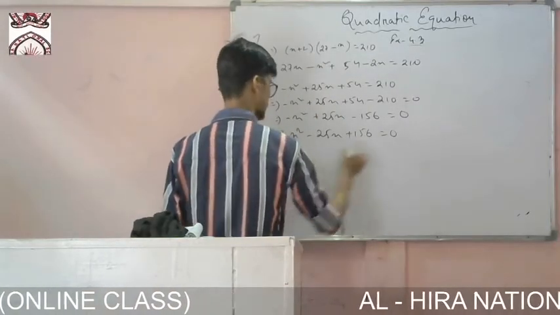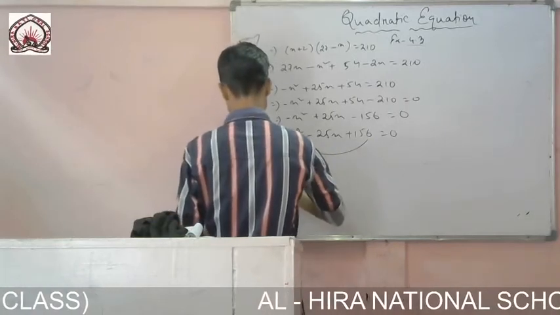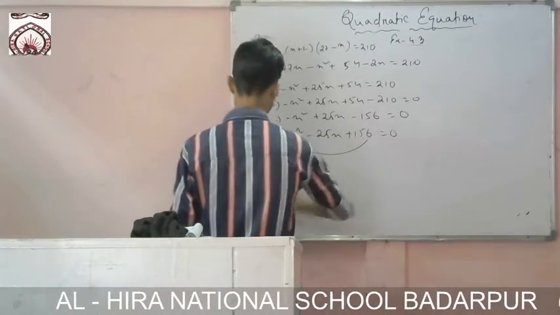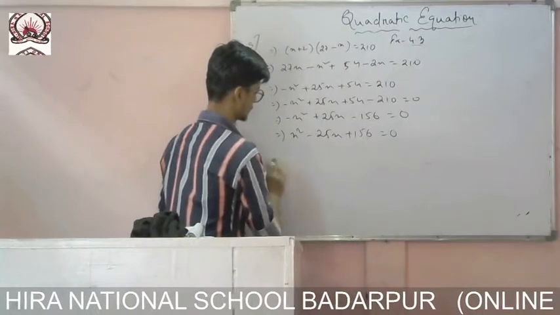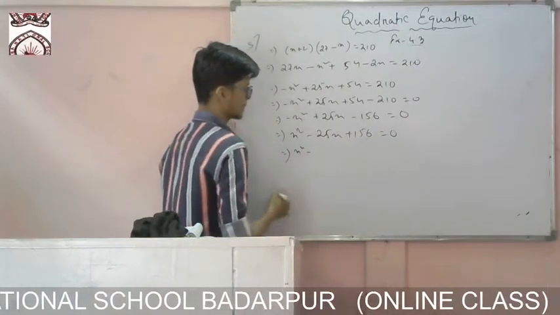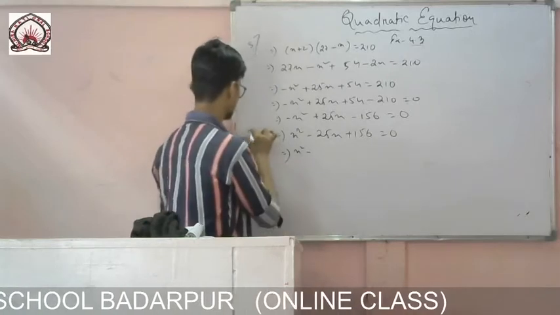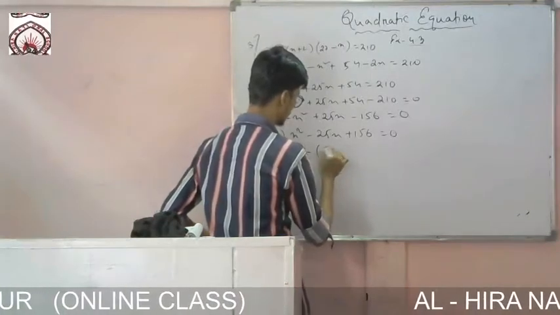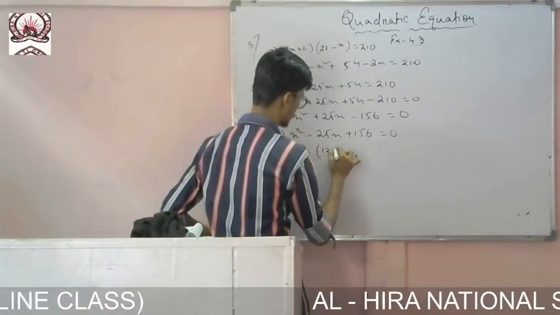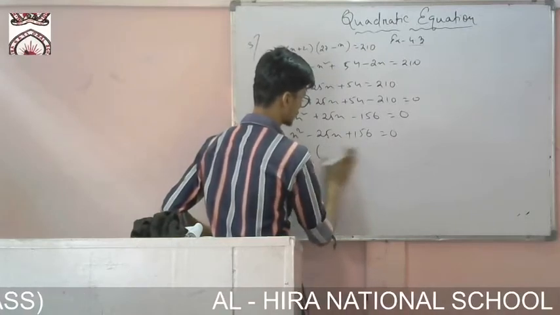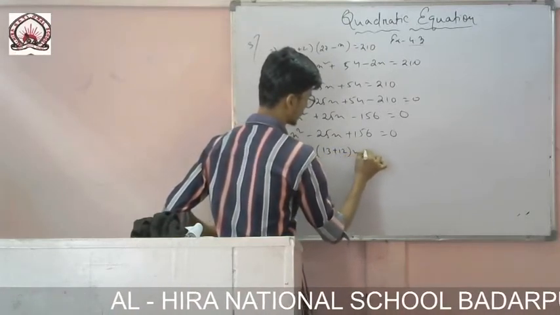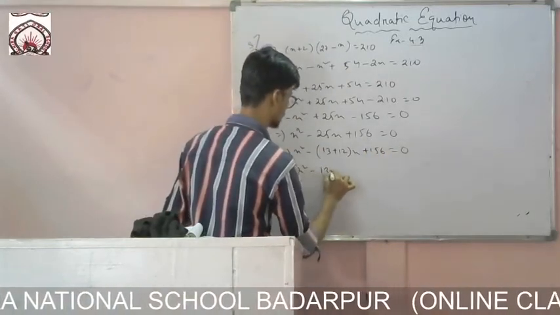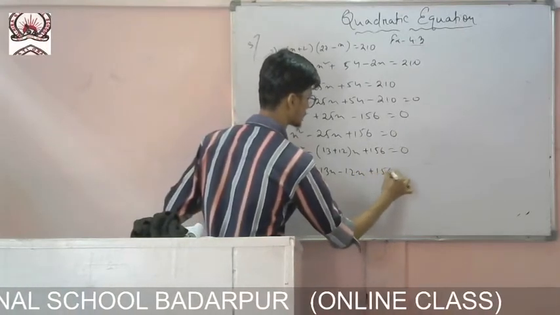156 LCM. If I multiply it, it will be 12 into 13. 12 plus 13, it is 25. Yes, 12 into 13. So you see here, x square minus 13x minus 12x plus 156 equals 0.